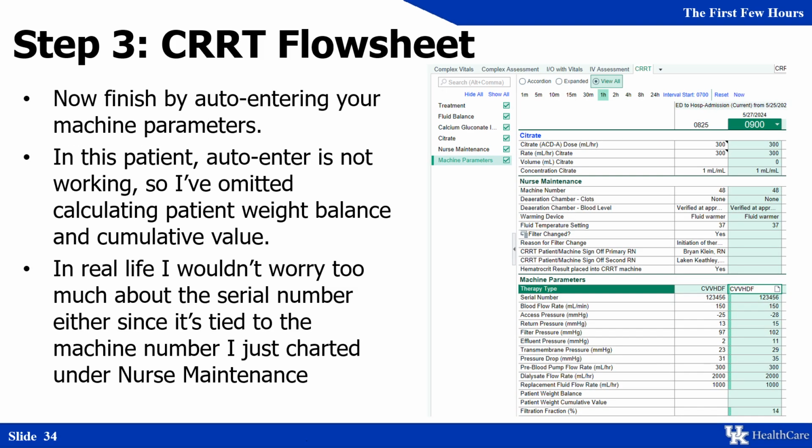We'll then finish by auto-entering the machine parameters. This is going to come from plugging your CRRT machine with an Ethernet or Cat9 cable from the dongle that says Prismax directly into the capsule. In future software, this may be available to come through auto-enter through Wi-Fi, but we do not have that as of now, and I'm recording in February of 2026.